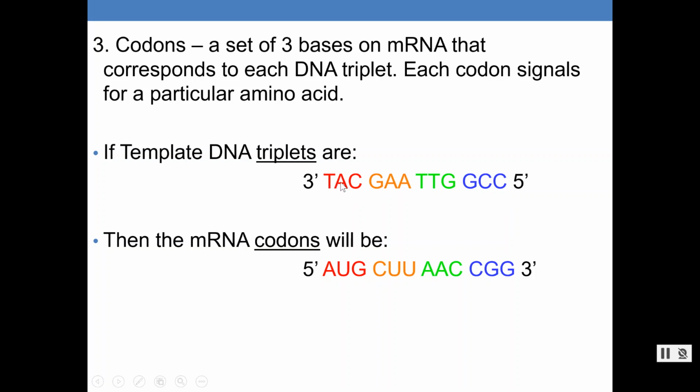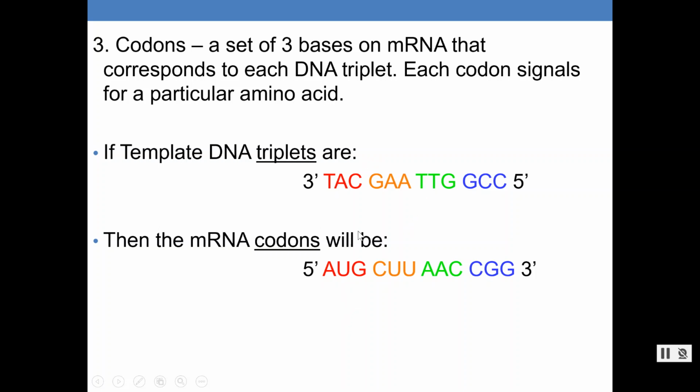So a gene is going to be a bunch of triplets together that correspond to the codons, which is going to correspond to a protein. So one DNA triplet is not going to encode for a protein. One triplet corresponds to a codon, which is going to correspond to one amino acid.